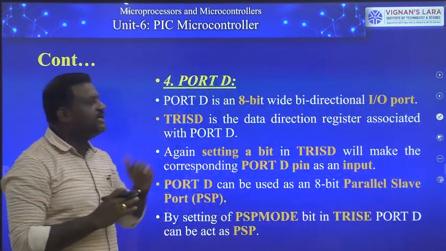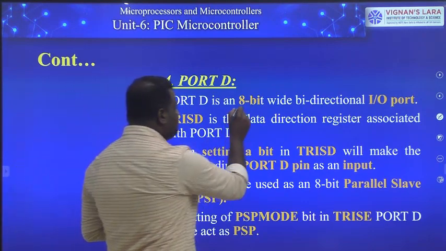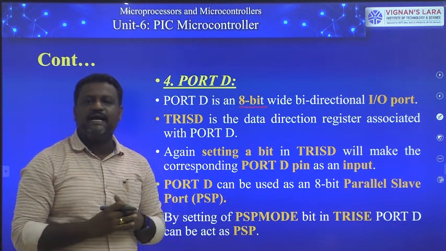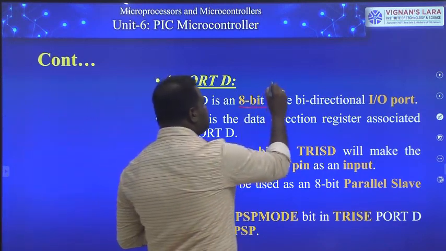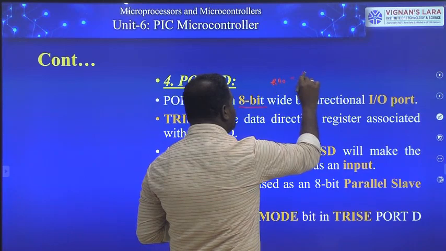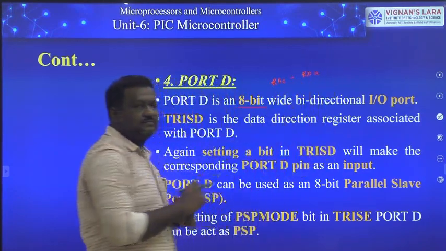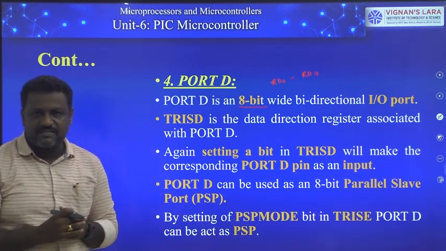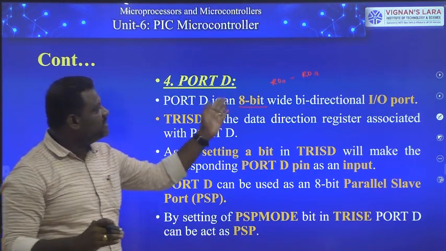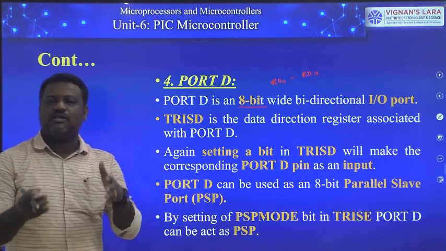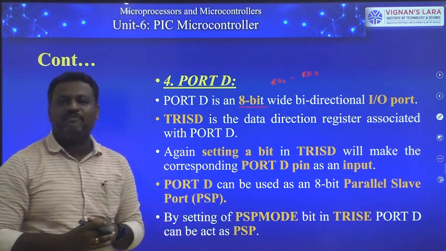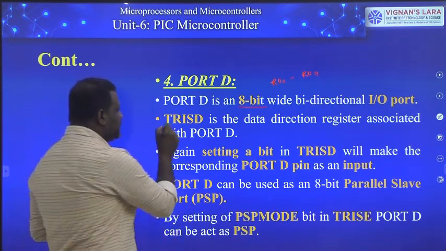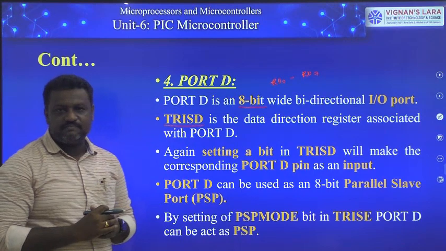And next, coming to port D. Again, port D is also an 8-bit wide bidirectional I/O port. That means port D has 8 I/O pins, that is RD0 to RD7. We can use these 8 signals for the connection of input and output devices. Again, to program these 8 signals as either input or output, we take the help of a data direction register. For port D, the data direction register is TRISD.